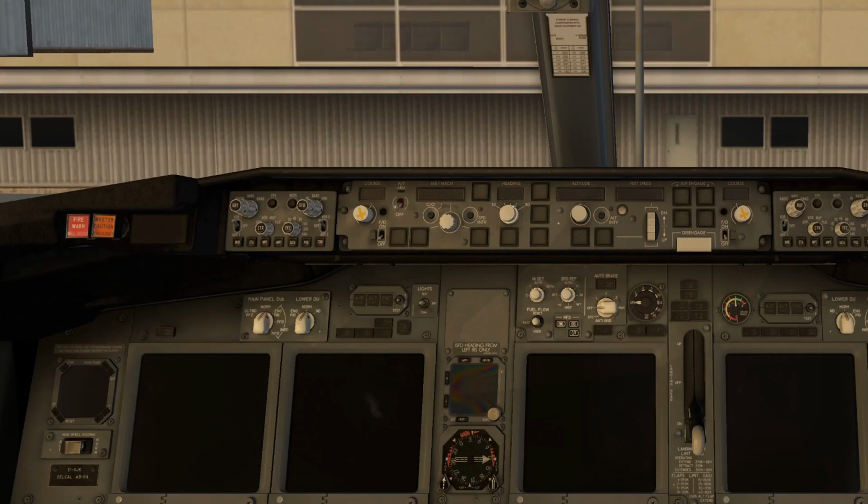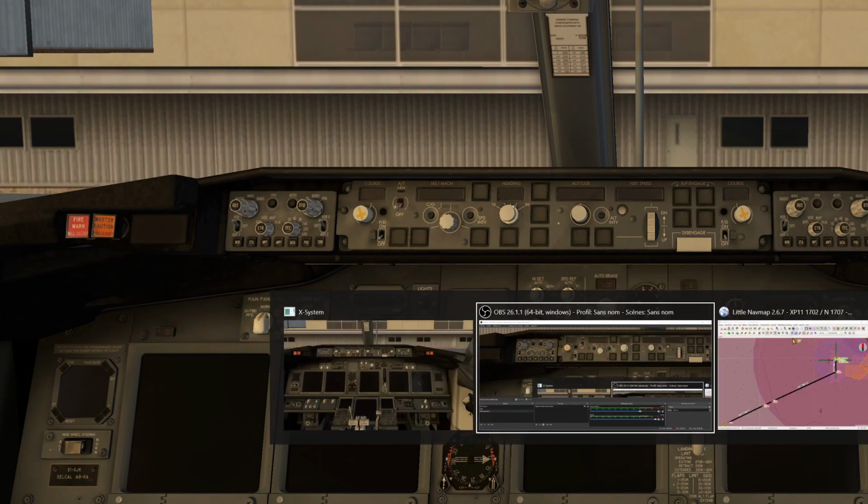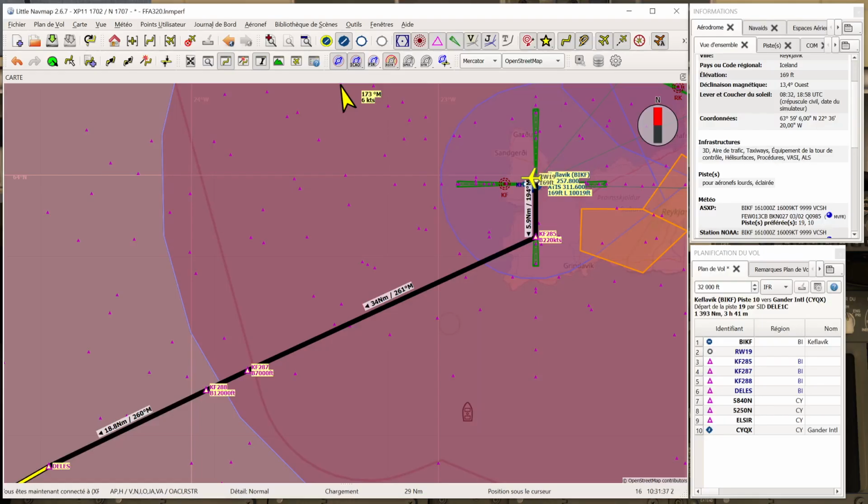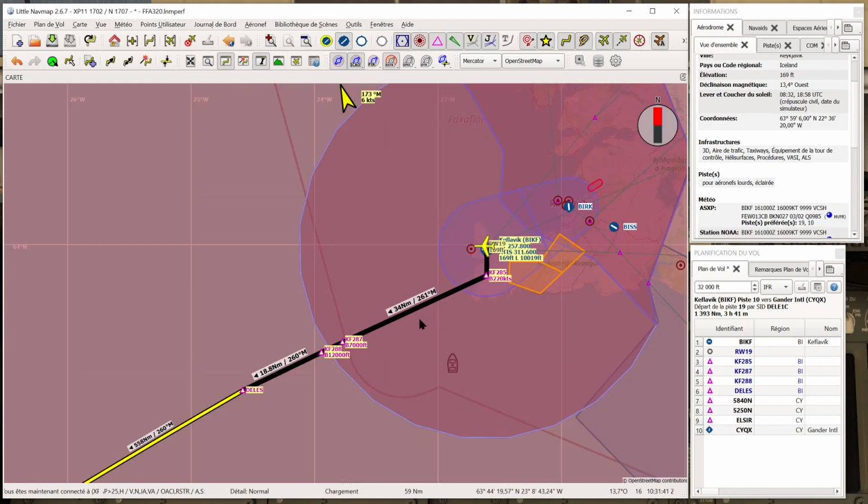Hello, welcome back. Today we will be flying from Keflavik in Iceland towards Gander International in Canada. It is a rather long flight, about 1400 nautical miles. So let's first start to check the flight plan.